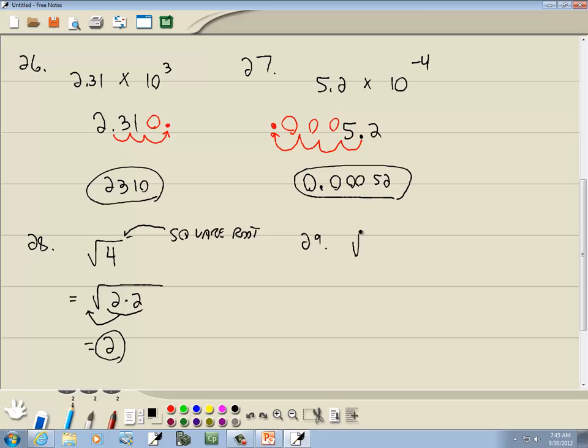Next problem, we got the square root of 25. Well, 25 is 5 times 5. Remember what I said, we're looking for a pair of somethings. Here's a pair of 5's. A pair of 5's is going to come out in front as a single 5. And that'd be our answer.